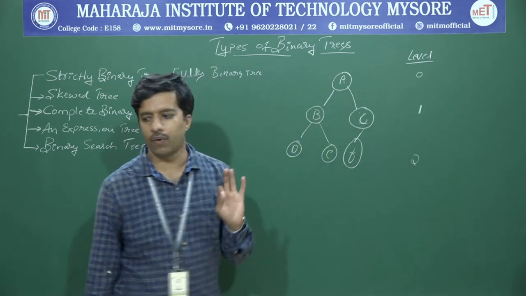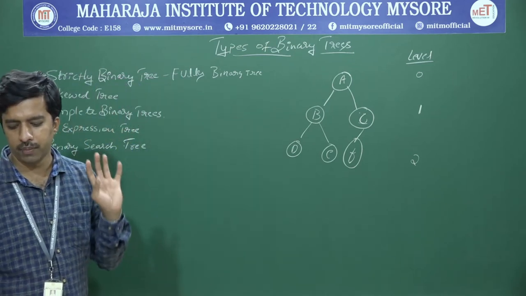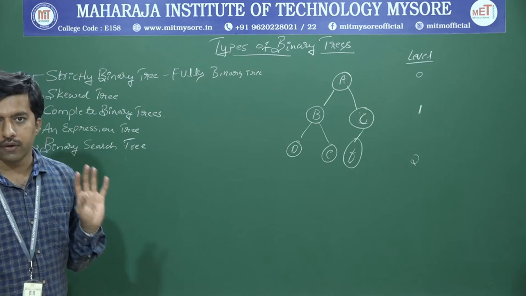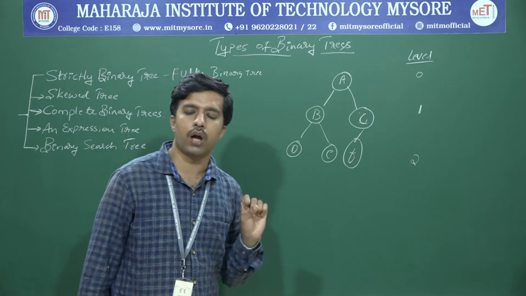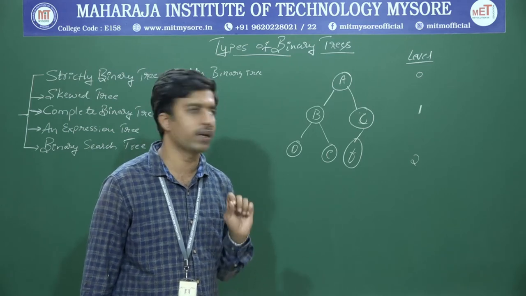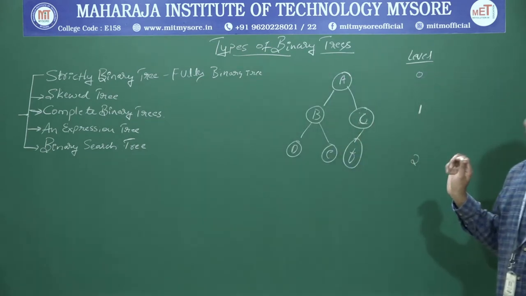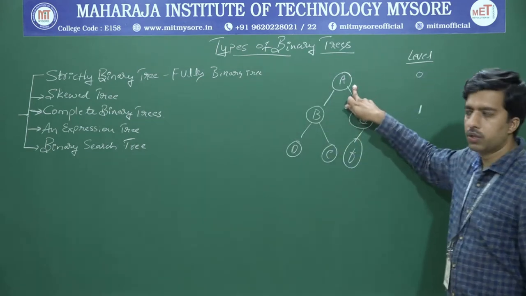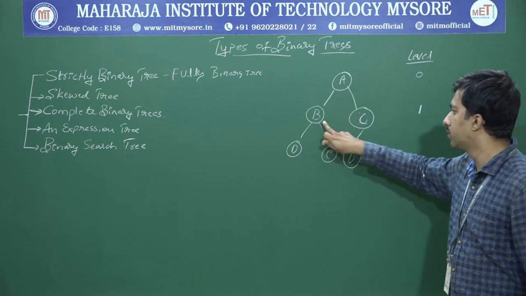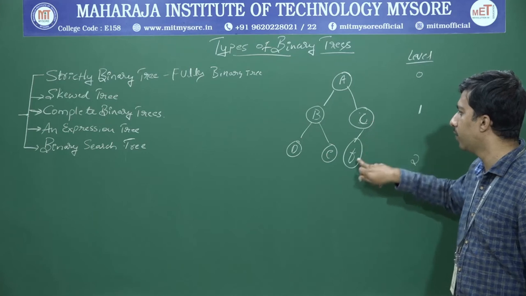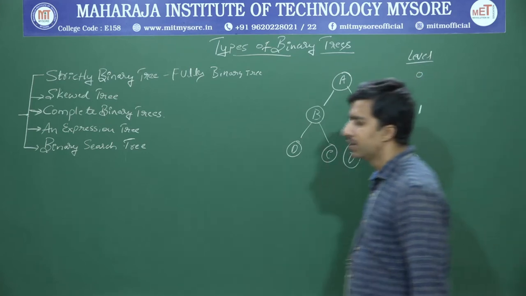A strictly binary tree is also called a fully binary tree or complete binary tree if each node has 0 or 2 children. Now checking whether it is a complete binary tree or not. Level 0, how many nodes are there? 2 nodes, accepted. Level 1, B has 2 nodes, accepted. C has 1 node. Now it is not a strictly binary tree.